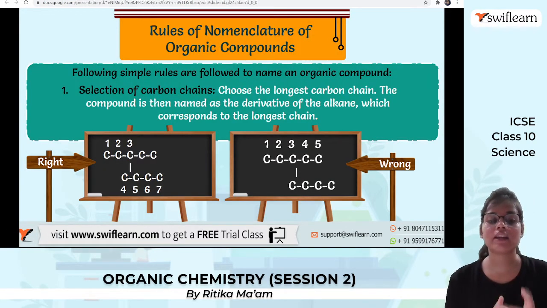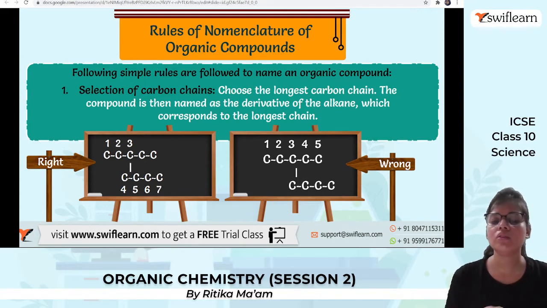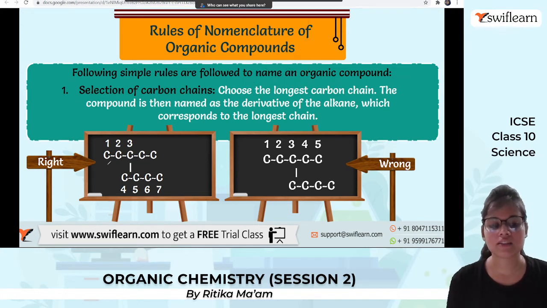First rule is selection of carbon chain. We are expected to select the longest carbon chain, and then we name it as a derivative of alkane. For example, if we have two cases here, if I select this chain, I will have 5 carbon atoms. Next, if I select this chain, I will have 4 carbon atoms. But if I select this particular chain, the number of carbon atoms becomes 7, and this is the correct one.